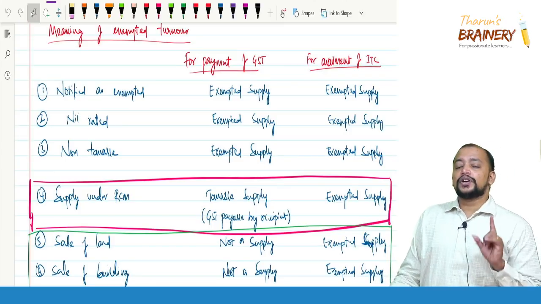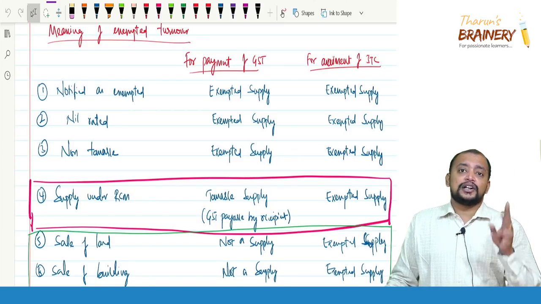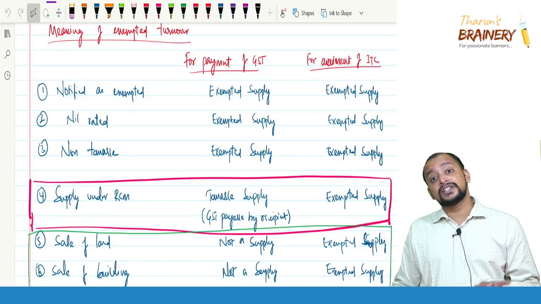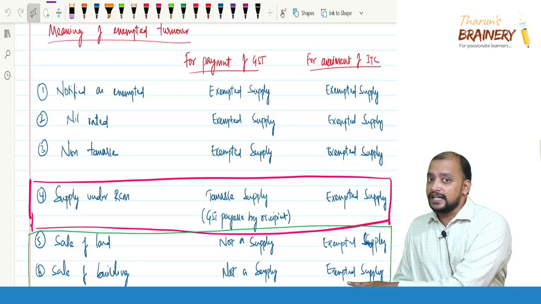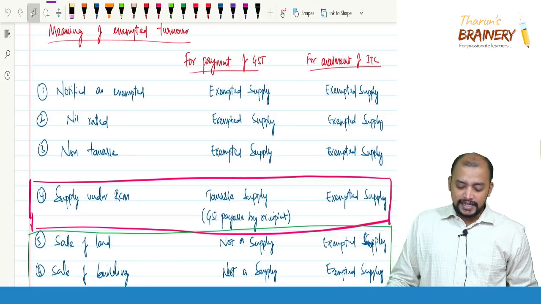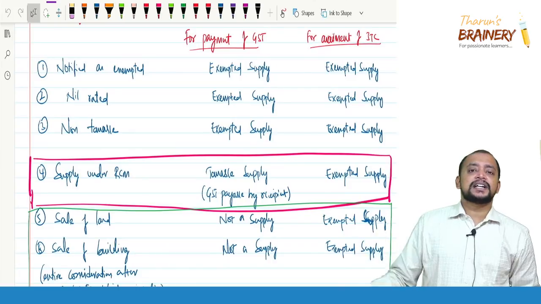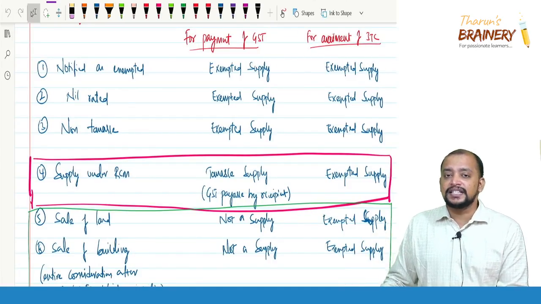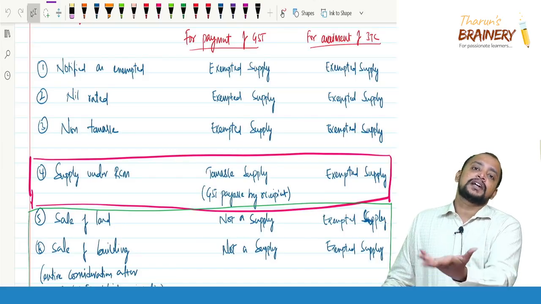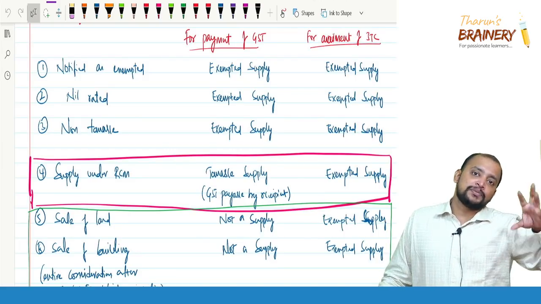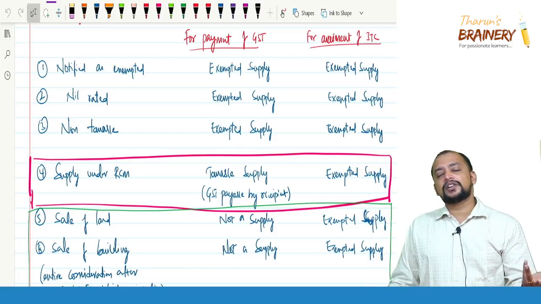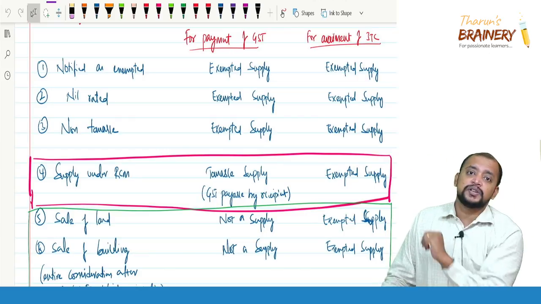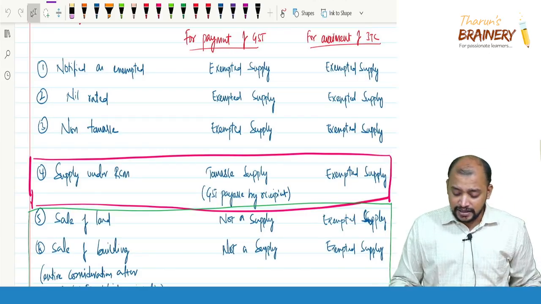First 3 notified as exempted, nil rated, non-taxable. These 3 are treated as exempted both for payment of GST as well as for availment of ITC. Whereas the next one, supply covered under RCM, will be treated as exempted for availment of ITC, which means when my outward supply is covered under RCM, I cannot take ITC on my inward supply. But for payment of GST, I am not treating it as exempted because I will not pay GST. My recipient will pay GST, but it is not an exempted supply.